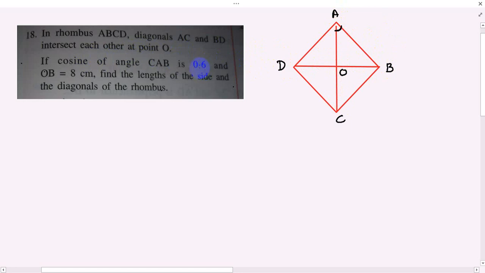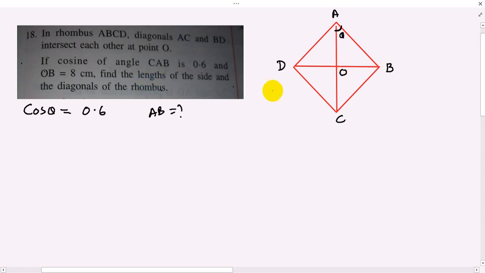Now if the cosine of angle CAB, let this angle be theta, its value is given, meaning it is given that cos theta is equal to 0.6. Find the length of the side, meaning we need to find AB is equal to question mark, and the diagonals of the rhombus.